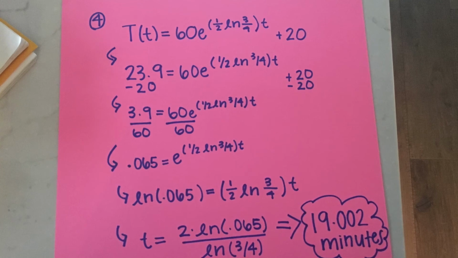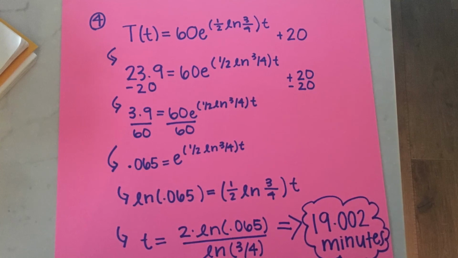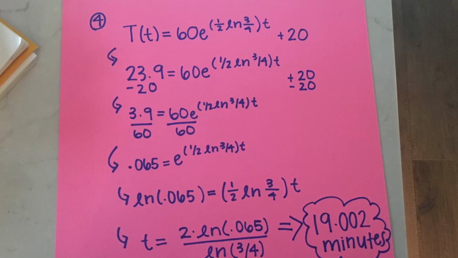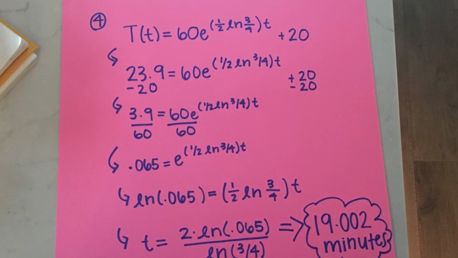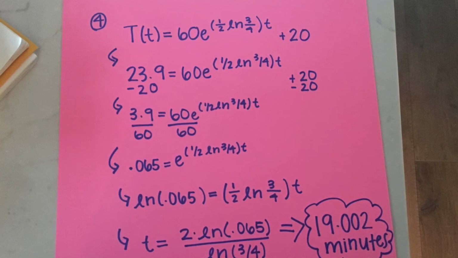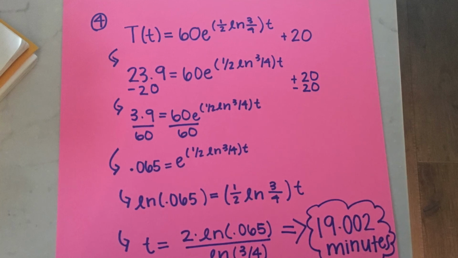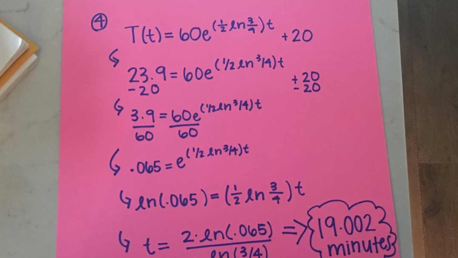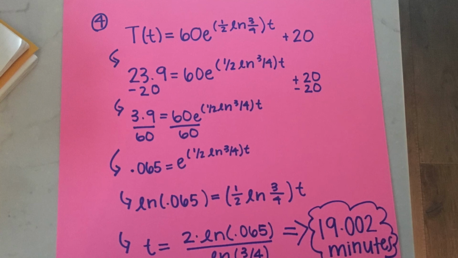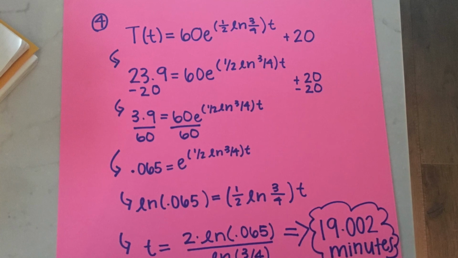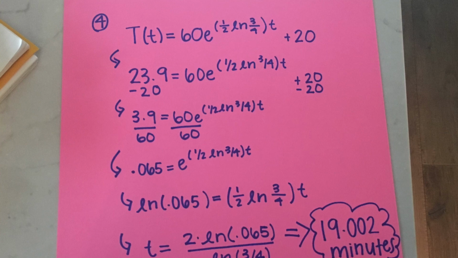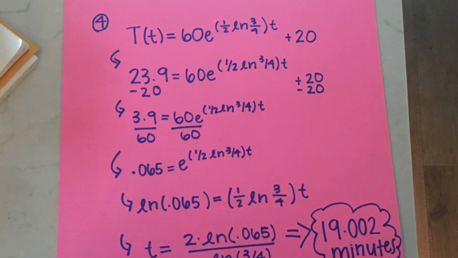To get rid of the e, we took the natural log of both sides. Then, to finally solve for our t, we took 2, flipping the 1/2 multiplier, times the natural log of 0.065 divided by the natural log of 3/4. After using our calculator to calculate this, we got 19.0002 minutes. And they said we would never use calculus in our lives.